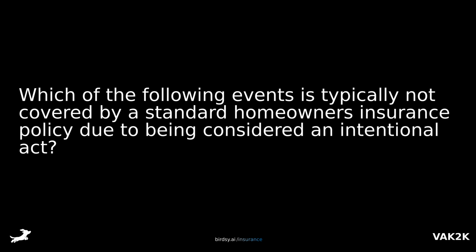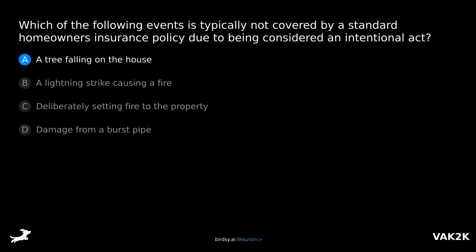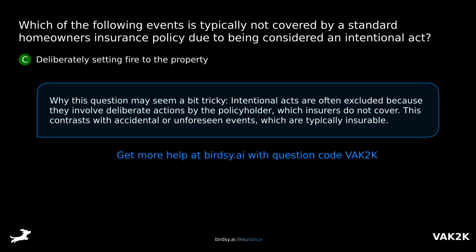Which of the following events is typically not covered by a standard homeowners insurance policy due to being considered an intentional act? Is it A, a tree falling on the house, B, a lightning strike causing a fire, C, deliberately setting fire to the property, or D, damage from a burst pipe? The answer is C, deliberately setting fire to the property. Why this question may seem a bit tricky. Intentional acts are often excluded because they involve deliberate actions by the policyholder, which insurers do not cover. This contrasts with accidental or unforeseen events, which are typically insurable.